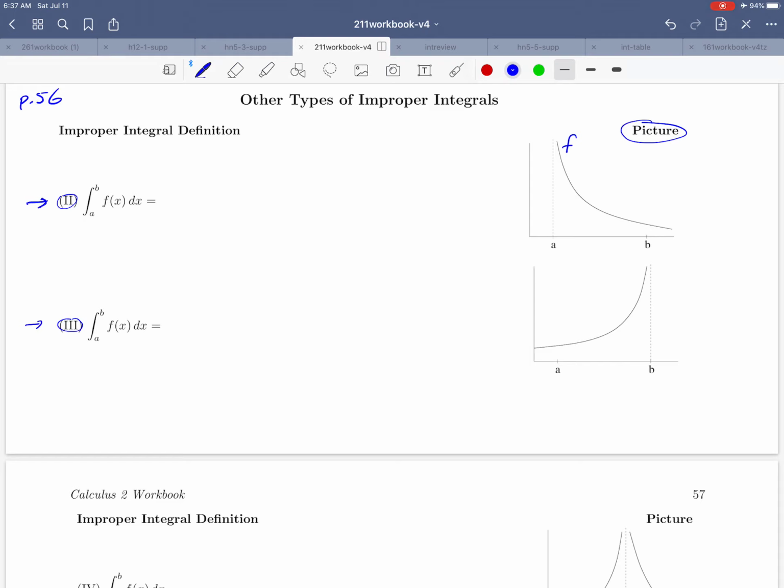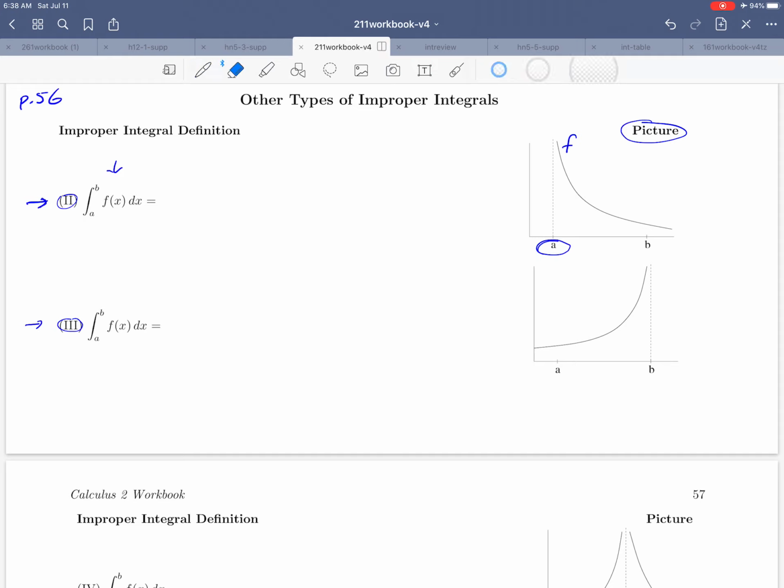Notice that there's an asymptote of our function at this number a. Our function is not defined at a. You can see that from the dotted vertical line that we've got. And so if we tried to do this integral, we may very well run into problems with that left-hand limit of a. It may very well be undefined when we try to substitute it into our antiderivative.